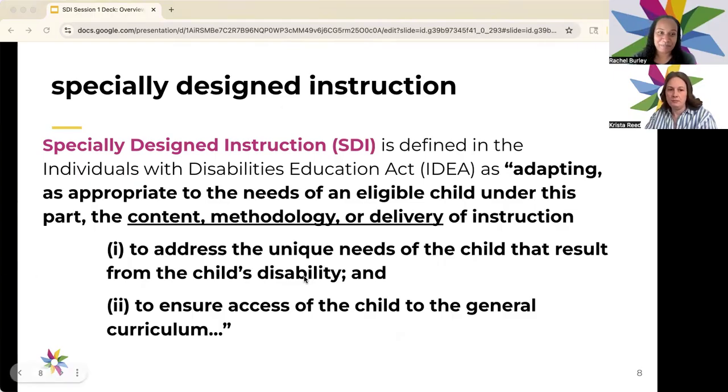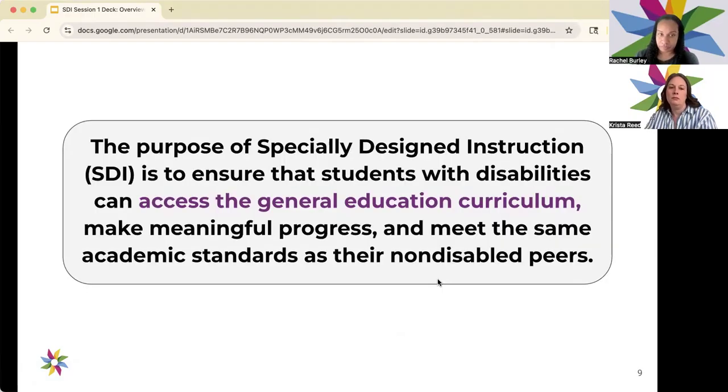So that's a lot, right? In the heart of it all, what it is saying is specially designed instruction is what makes special education special for students. So a student that is found to be in need of SDI means that they don't just need accommodations, which they could get under 504, but they need something specially designed for them. So we're going to talk more about what that could be.